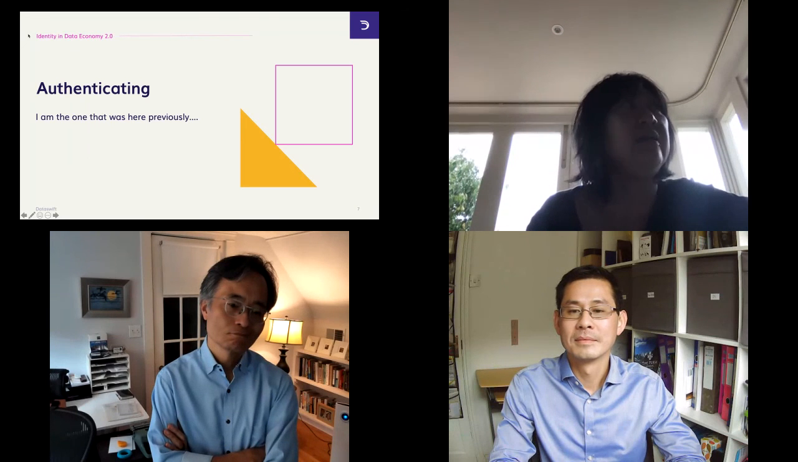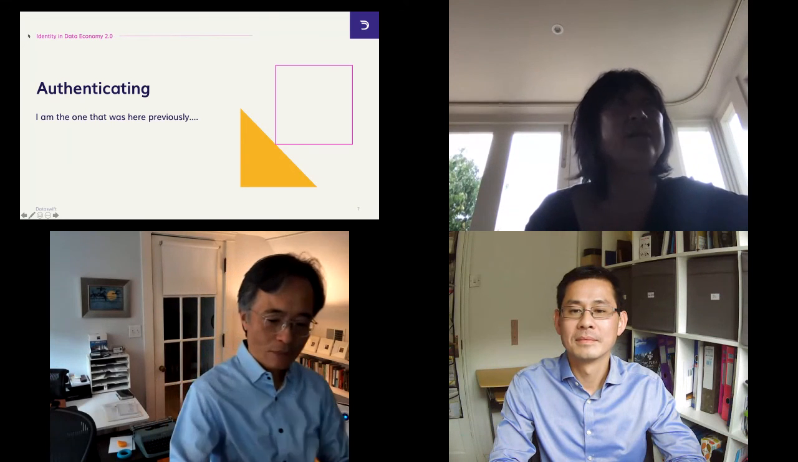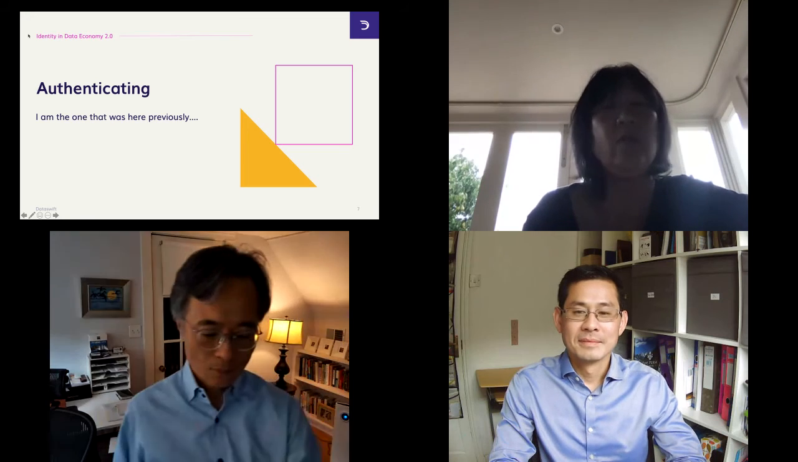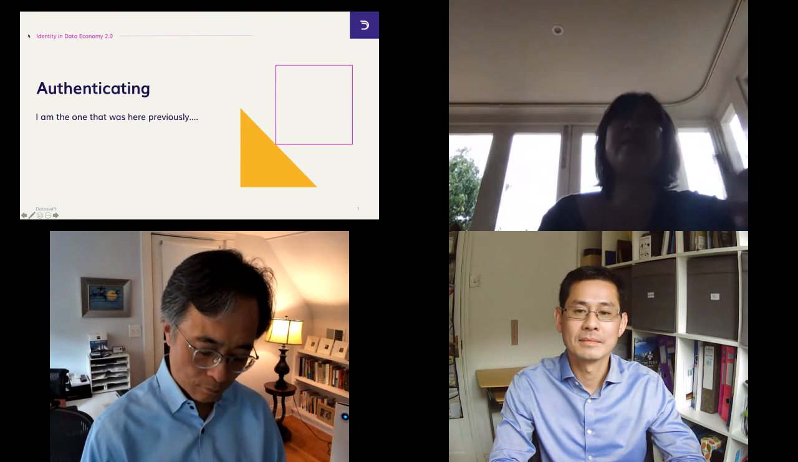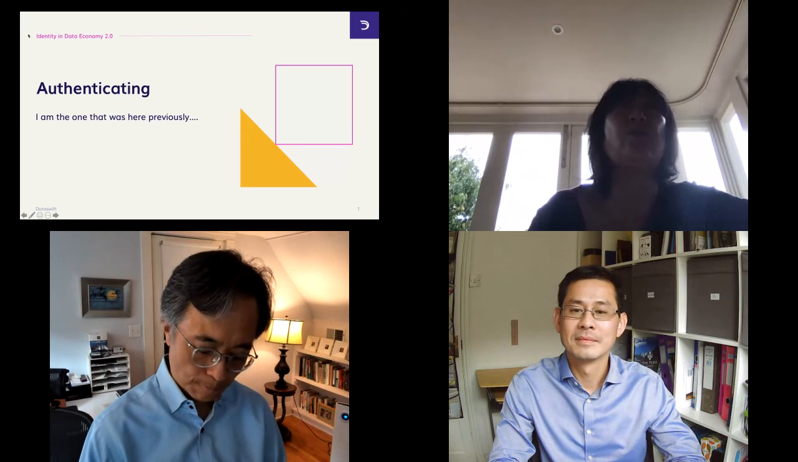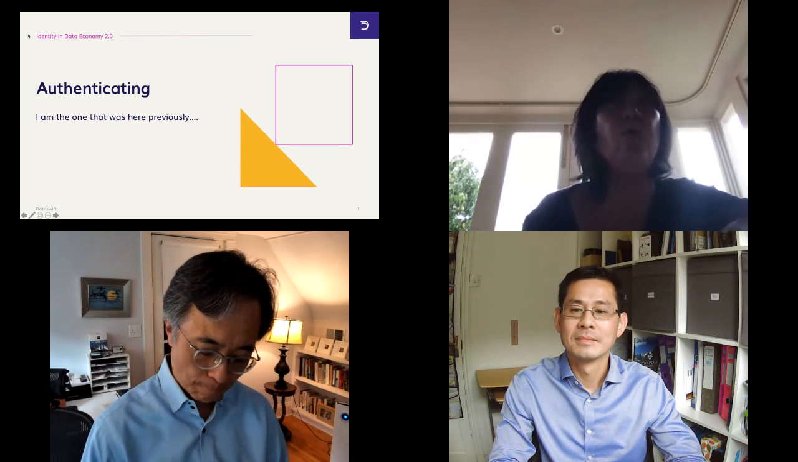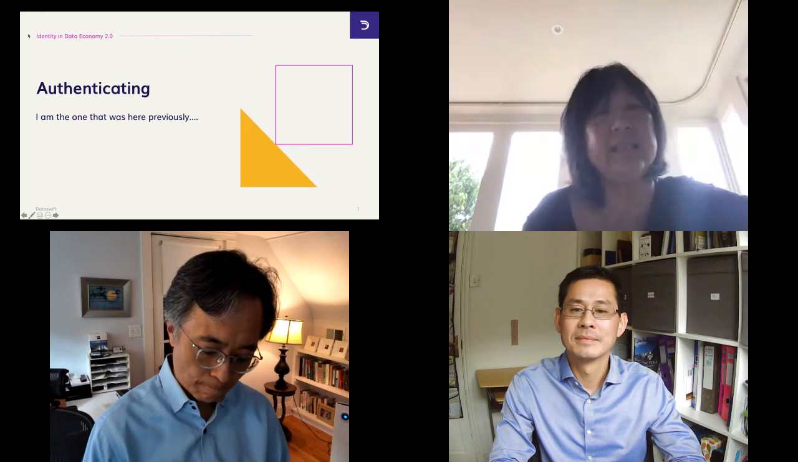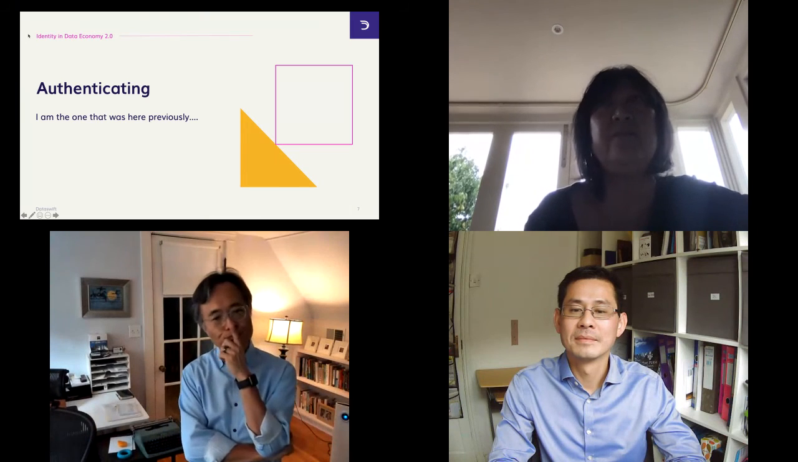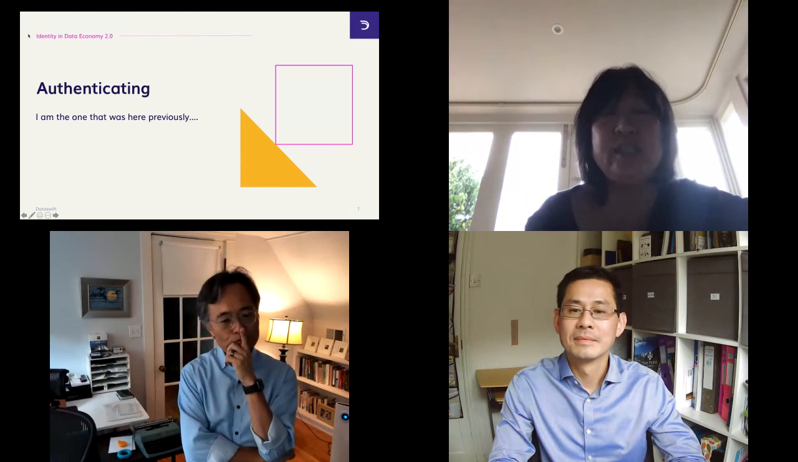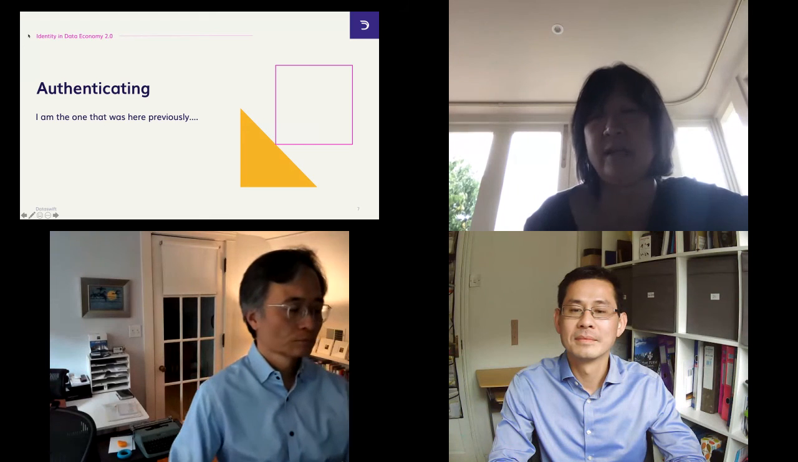2, authenticating. Here I am, just logged into my little gardening app. Tomorrow I log in. Are you the same one? Are you the same person? Now it's taken over by email addresses and logging in with Facebook and all that. But the purpose is authenticating that I'm the one that was here previously. You don't need binding for authenticating. You just need to know I was the one who came yesterday.